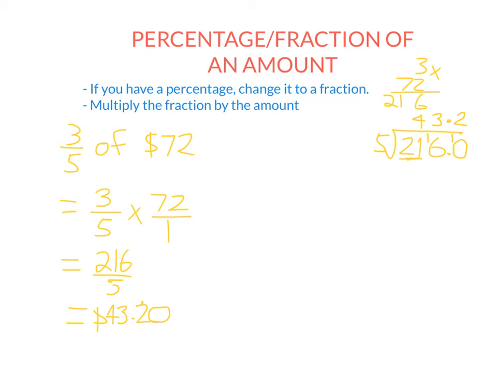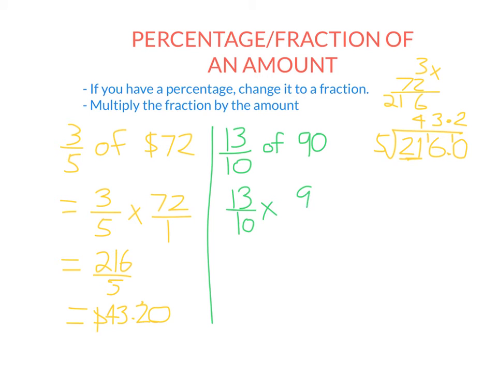All right, let's look at one more example where we're finding a fraction of a quantity. So now we're going to find 13 tenths of 90. Note, 13 tenths is the same as 130%. This question is the same as finding 130% of 90. So I've already got the fraction. All I need to do is times that fraction by 90 because of means times. And whole number, you make it a whole number over 1.